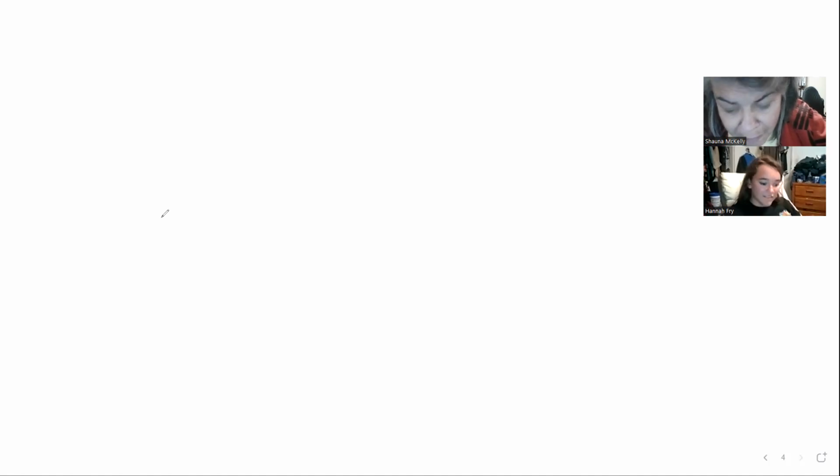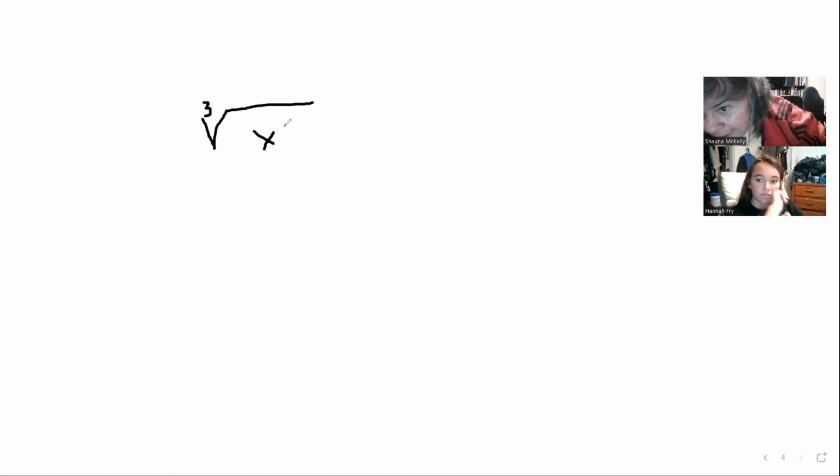I want to review a couple of things. One thing I have to review is, let's say that I have x here, and let's say this is a 3 here. Now, this is the 3rd root of x. Obvious, right? Every root you can write as a power. Do you remember writing this as a power? This is x to the 1/3 power.